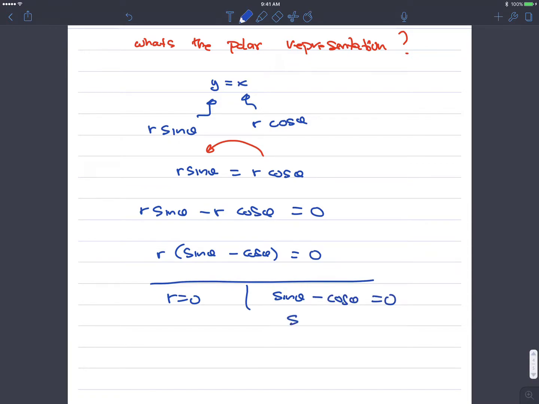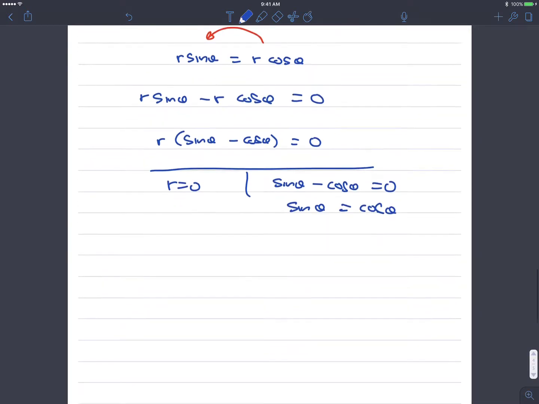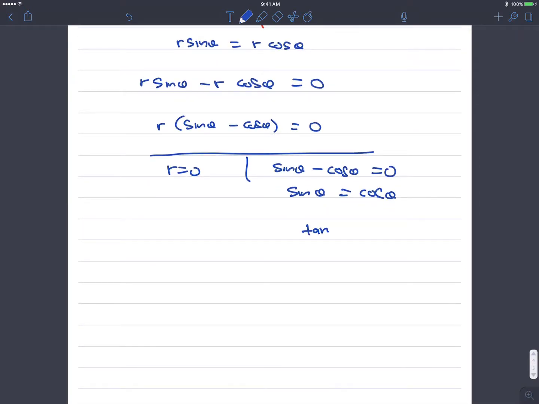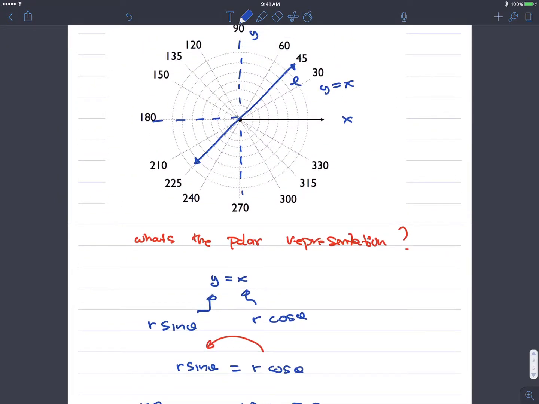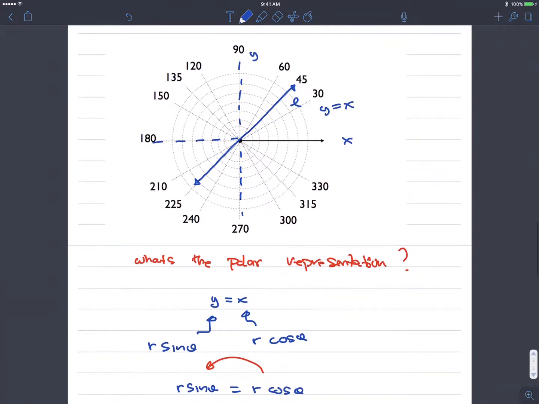I know what this means. This means that sine theta is cosine theta. I did my homework from the last section, and that really means that tangent theta is 1. So I have these two ideas. Now, let's stop and think. We already know what this graph is. What is this graph?